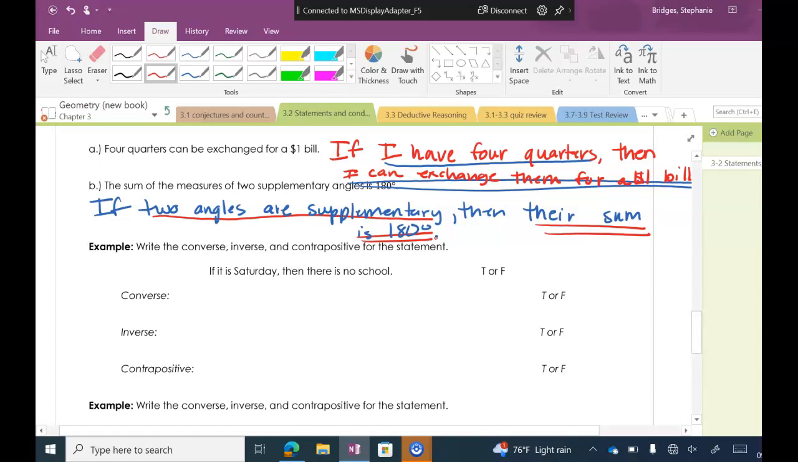Now we're going to practice writing those statements up there. So we're going to look at our original statement. This is my conditional statement. It says, if it is Saturday, then there is no school. The first thing I want you to decide is, is that true or false? If it is Saturday, then there is no school. True or false? True, right? So go ahead and circle true for that one.